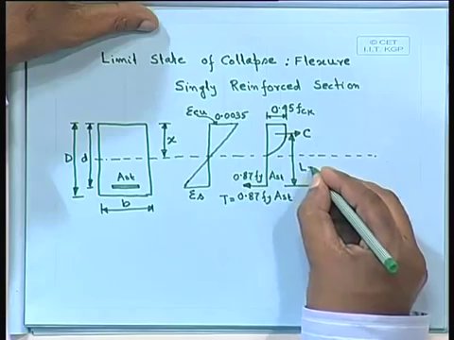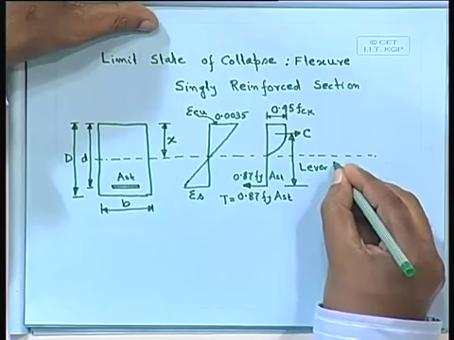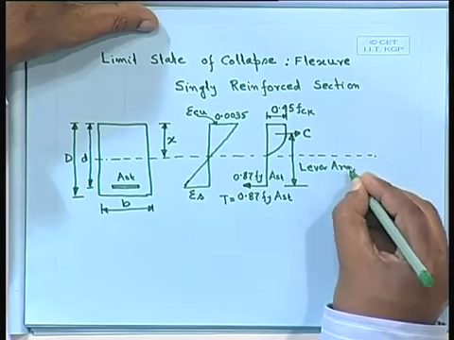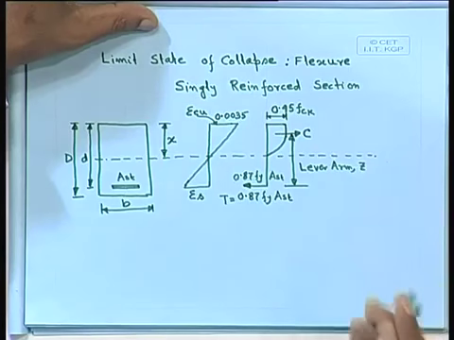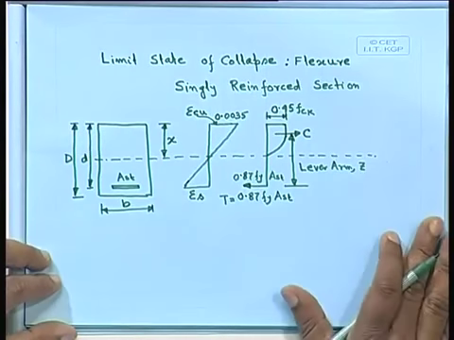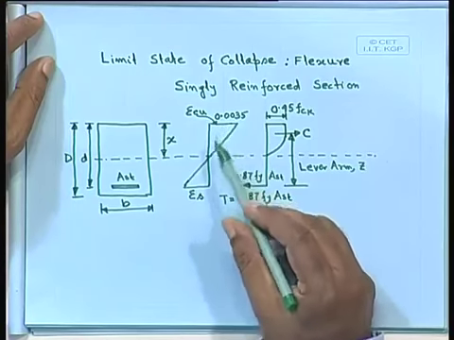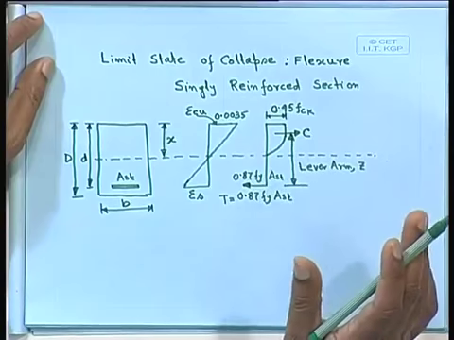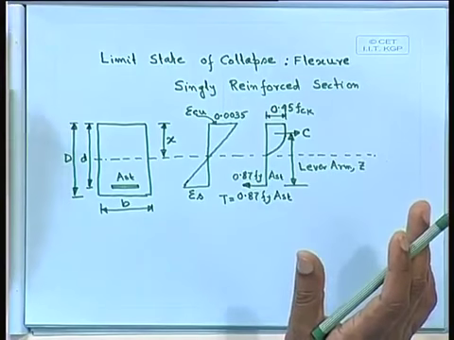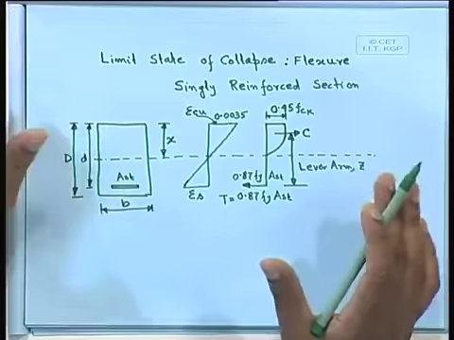This is lever arm. We specify it by Z. So, lever arm Z. So, what is the difference here? In working stress method, we shall not always compare with the working stress method, but since we have done it in the last class, let us compare for this singly reinforced section for flexure.